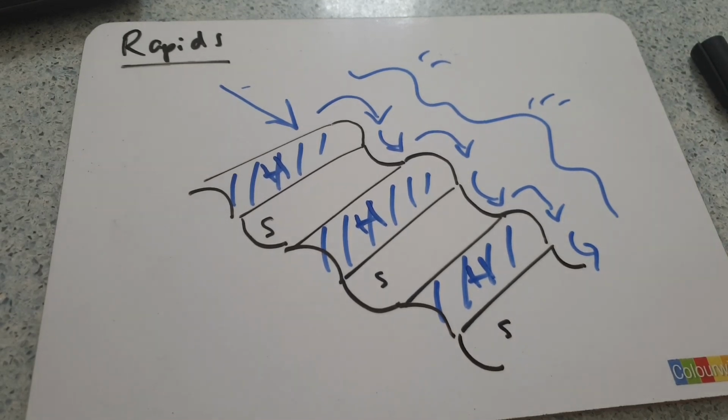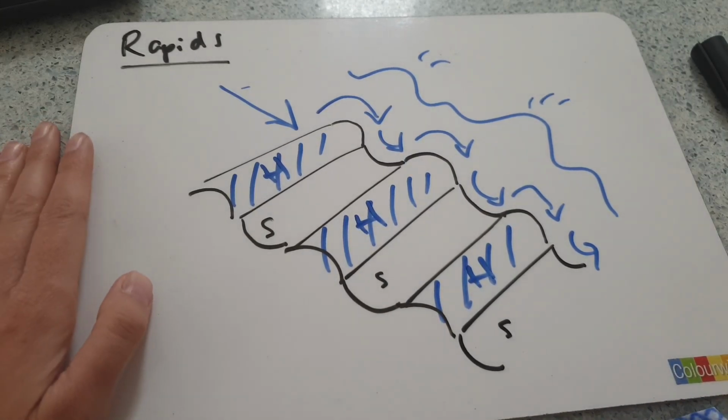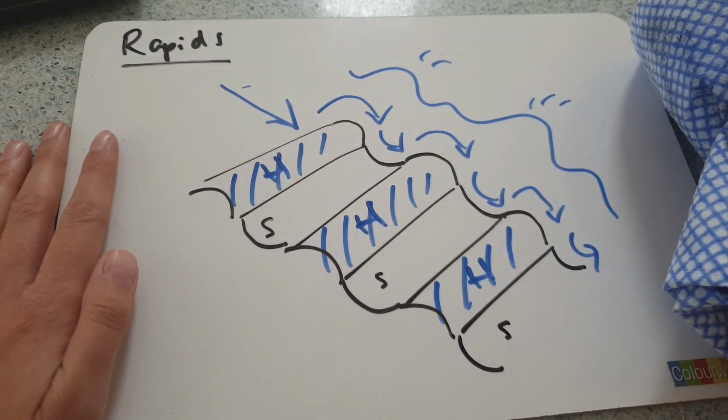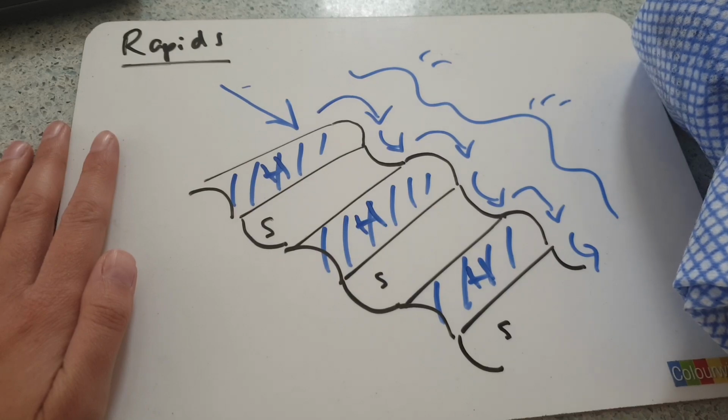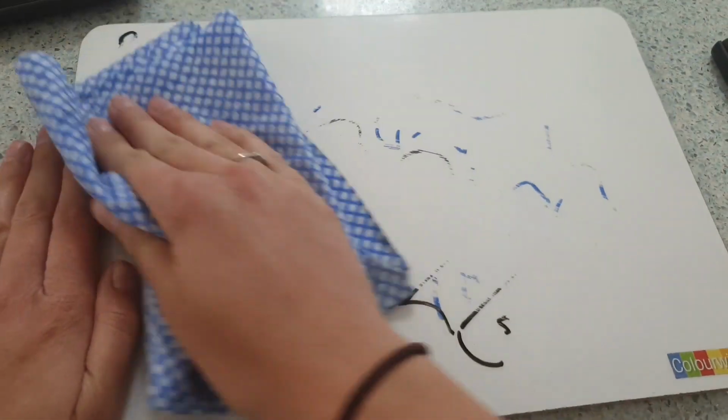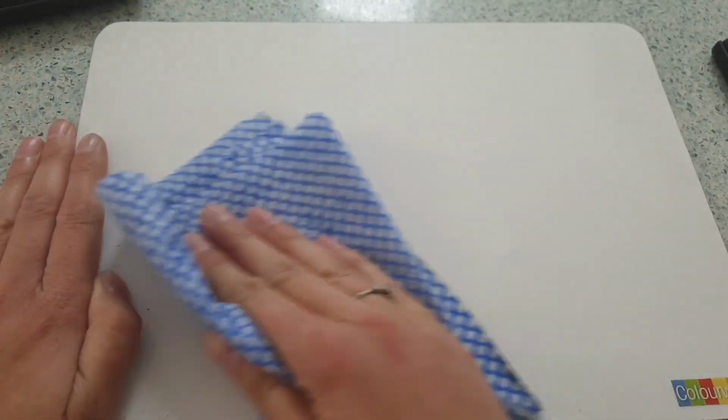That's it for rapids. These are quite quick and easy, aren't they? They're not as complicated as the coastal ones, thank goodness. So some sort of diagram a bit like that would be absolutely fine for rapids. And finally, so I said they're a bit easier, didn't I? I get to waterfalls, which aren't quite so easy.